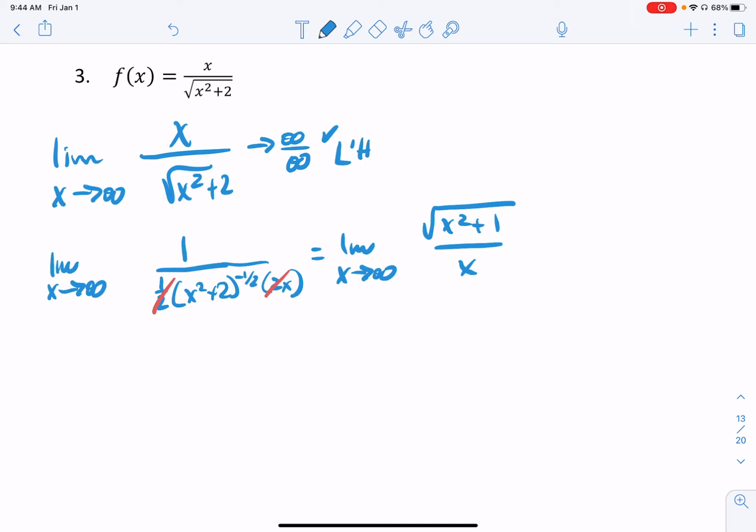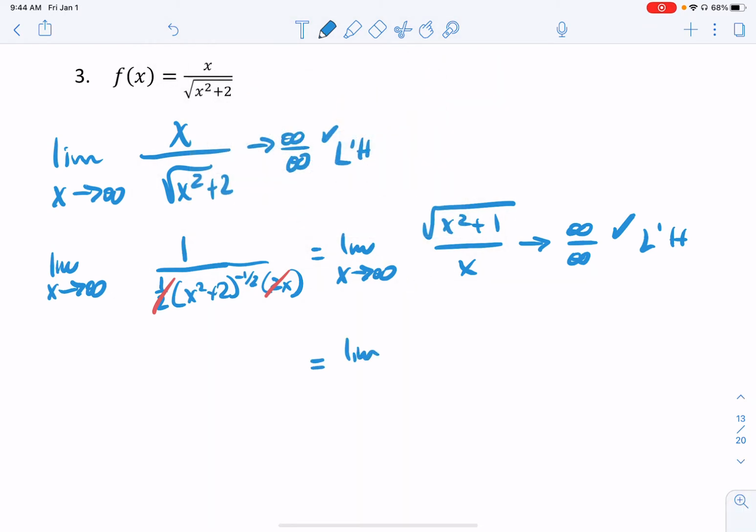Well, what would happen if I were to stick in infinity again? Well, I have infinity up there, I have infinity down there. This would go to infinity over infinity. Hey, guess what? It's a check for L'Hopital's rule. Okay, so let's find the derivatives of the top and the bottom again.